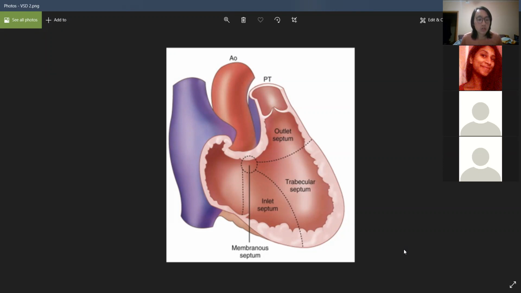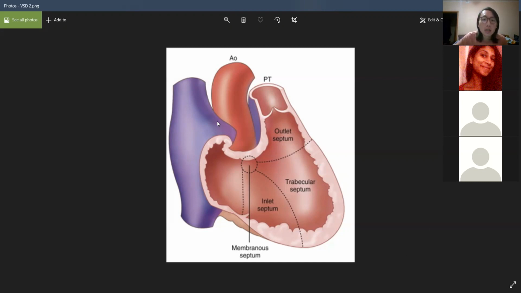So in general, the names of the types of ventricular septal defects are in reference to the part that it is affecting in your intraventricular septum. Now, this picture over here is the intraventricular septum. This is the only picture that I could find that is good enough to show parts of the intraventricular septum.